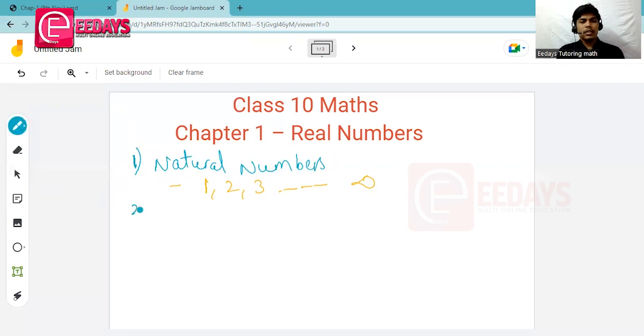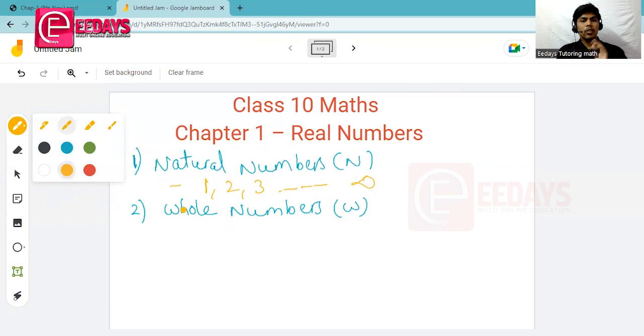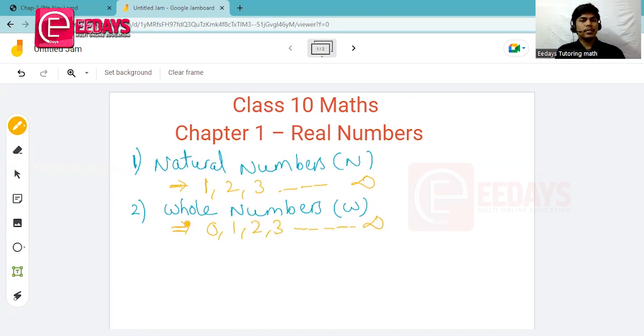And coming to the second one, the whole numbers. So natural numbers we generally denote with N and whole numbers with W. What are the whole numbers? Try to recall the concept. Whole numbers are nothing but if we include 0 to the natural numbers, we get whole numbers. Let's write it here: 0, 1, 2, 3, and so on till infinity.